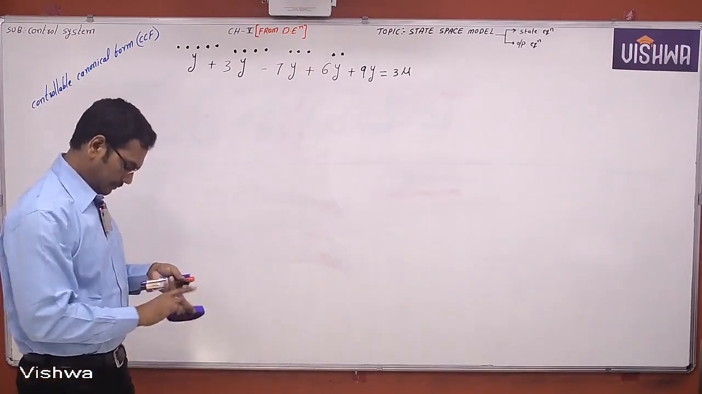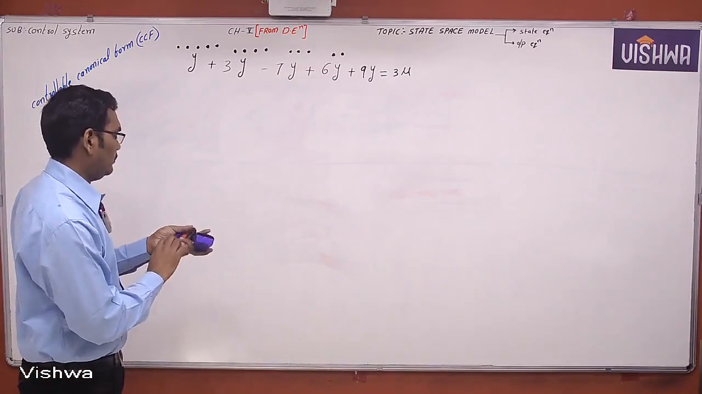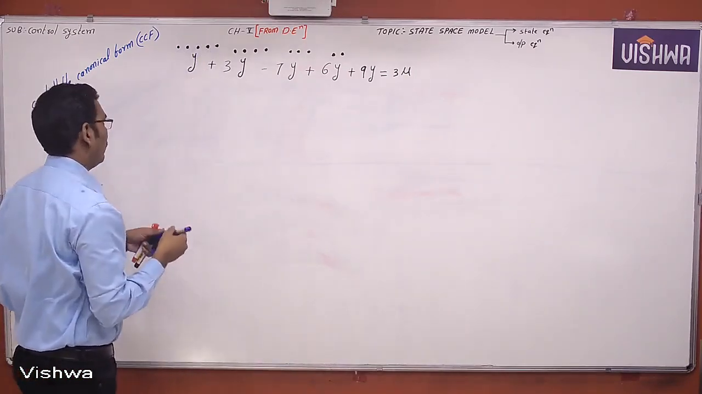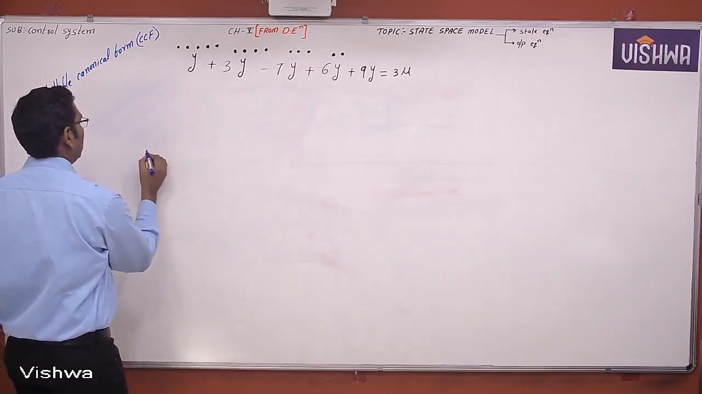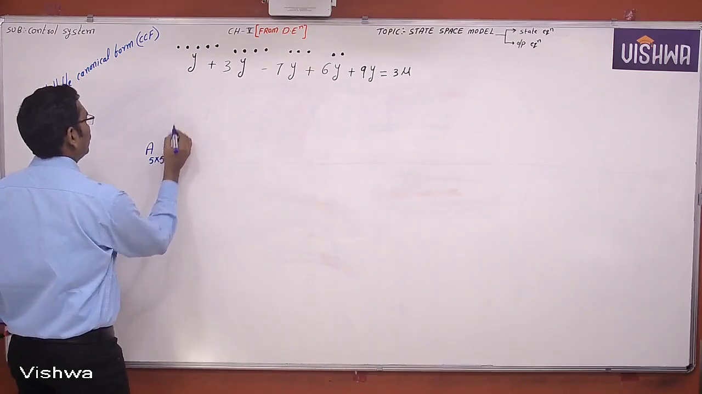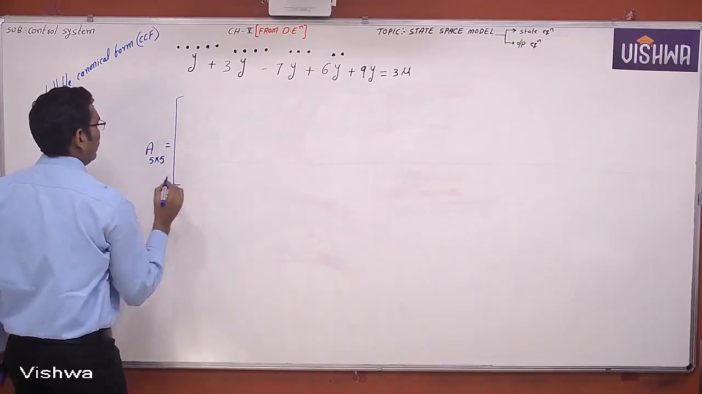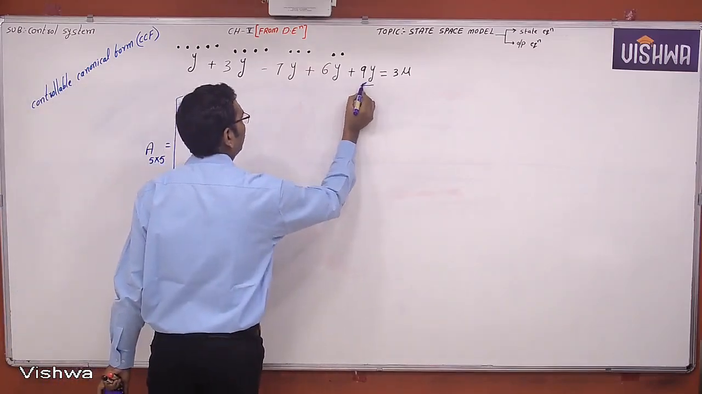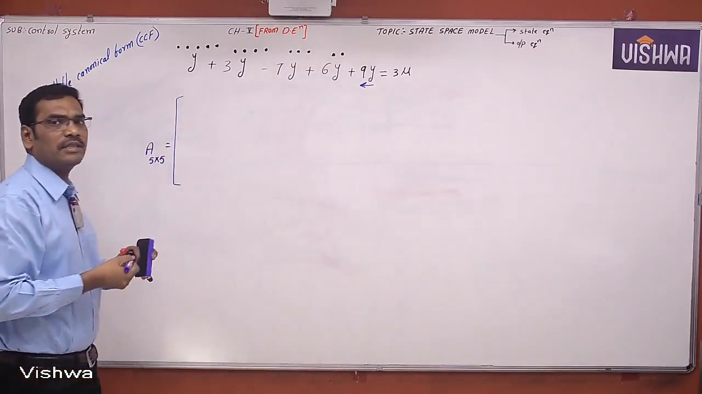Now see here. Now 1, 2, 3, 4, 5. Therefore, A matrix order is 5 by 5. Now first you should write the last row first. Okay. Now the last row I am saying, moving from right hand side to left hand side, take the coefficients with opposite sign.